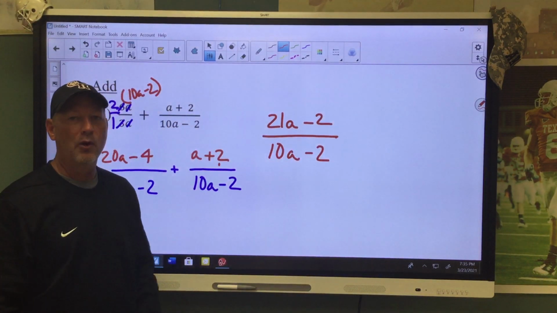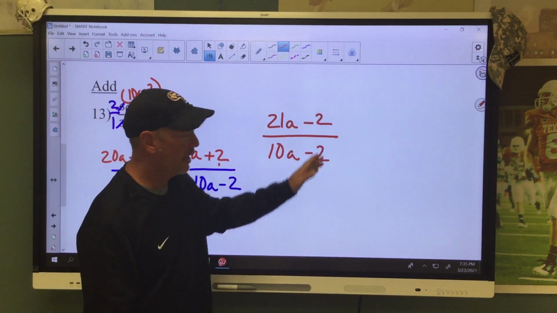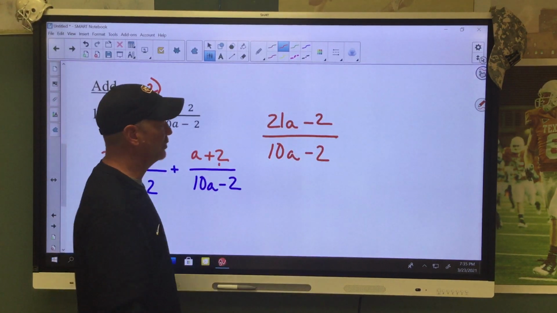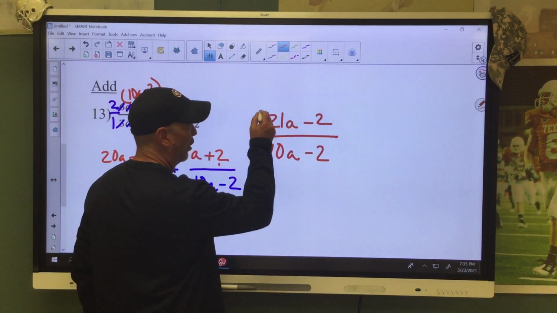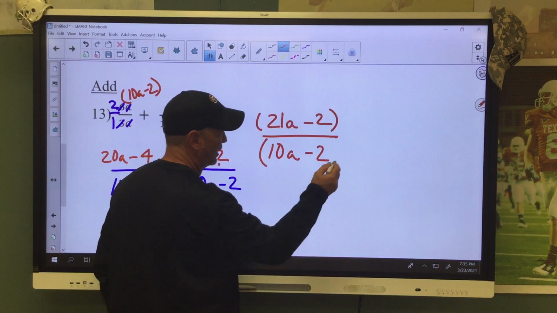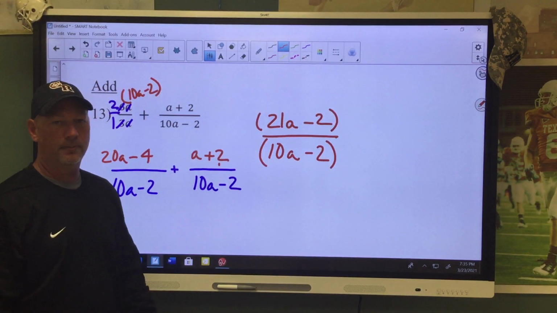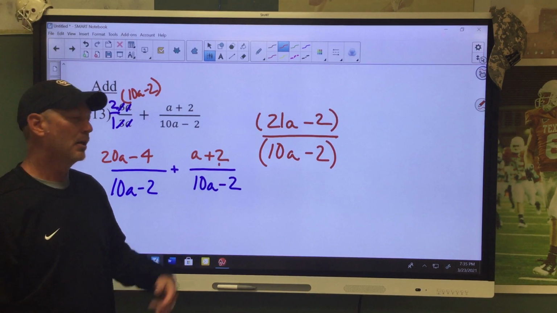Now be careful. Remember the rules about simplifying. I am not allowed to reduce off the edges. This minus sign holds this together. This minus sign holds this together. You cannot reduce that. That would be your final answer. Okay? Let's keep going.